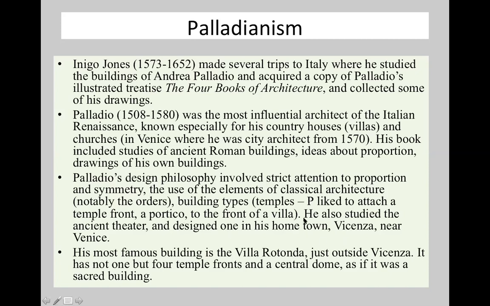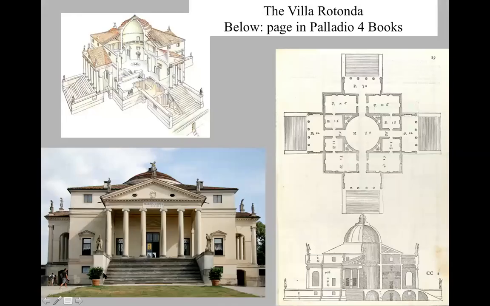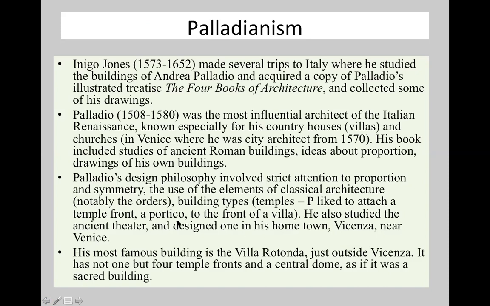And when Jones gets to Italy, he also studies Palladio's theater that he designs in the city of Vicenza, which is his hometown near Venice. So we're going to look quickly at his most famous building, which is often imitated both in England and in the United States, the Villa Rotonda near Vicenza. It has four temple fronts, not just one, but four, and a central dome, as if it was a sacred building.